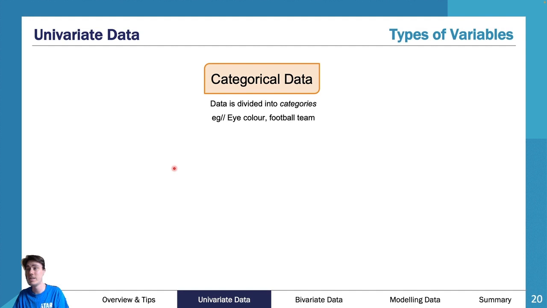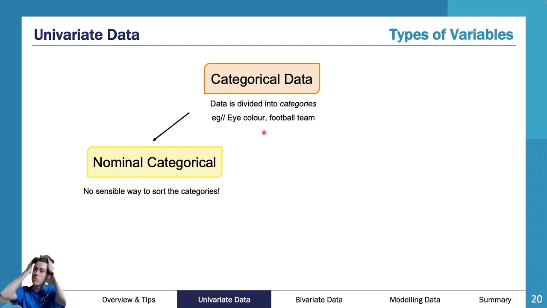Now, what's really cool about those things is you can't really order them. Like, sure, maybe a football team, you can order by the ladder, but there's no way of ordering these things. But there are ways of ordering other categories. So, order is our way of subcategorizing categorical things. So we have nominal, which is where there's no sensible way to sort these categories. So if I'm doing eye color, it doesn't really matter the order of it.